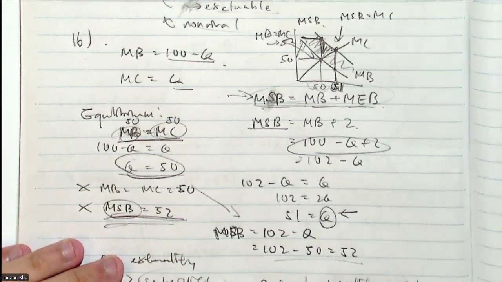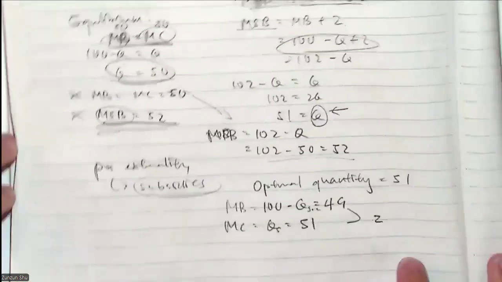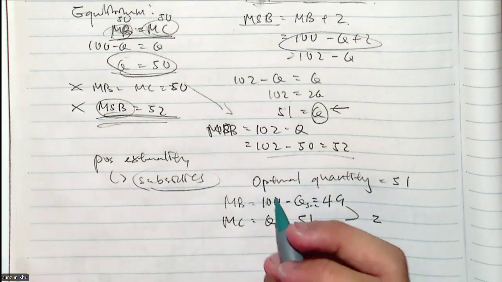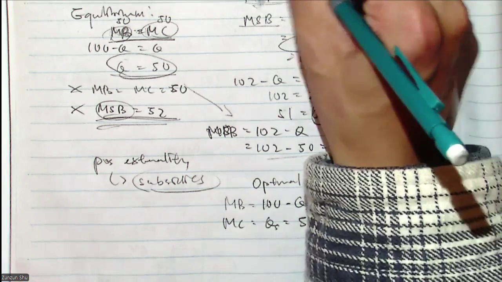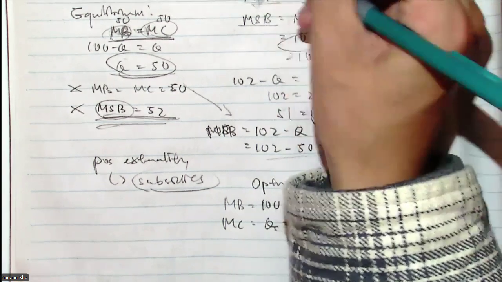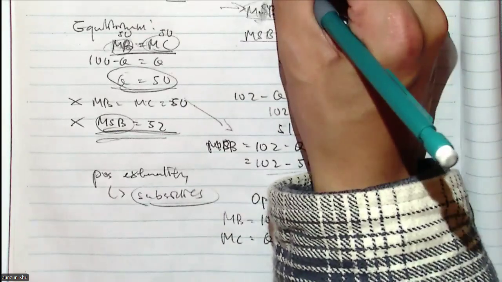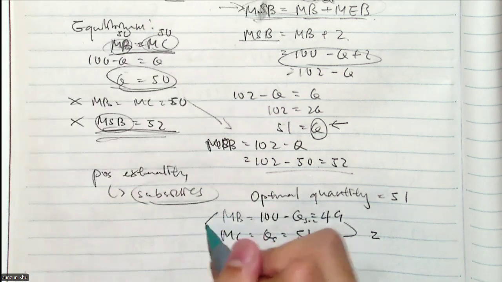So you take a look at the difference, and sorry, I didn't see it. So you take a look at the difference between MB and MC, MC being this point and MB being this point. And that you get your subsidy. But not the best explanation.